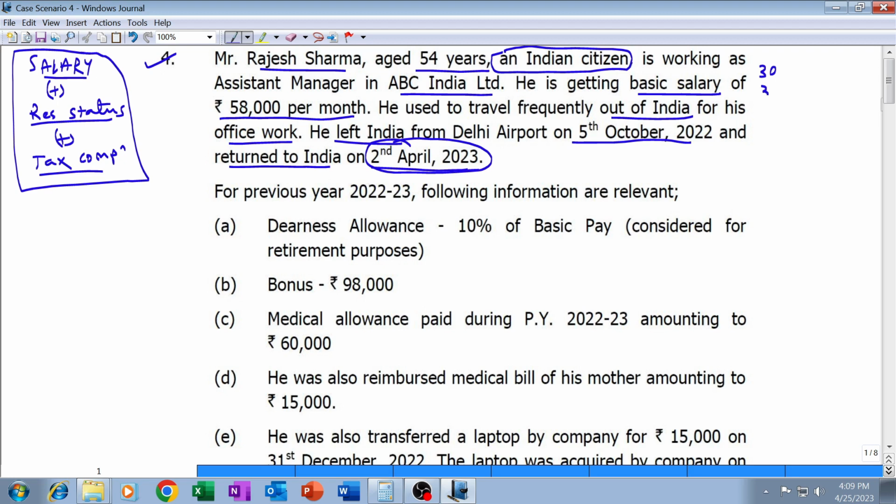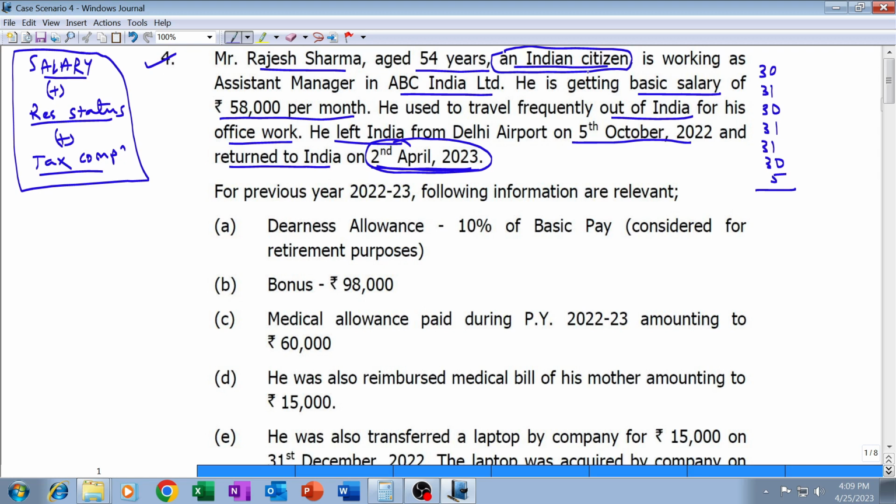So how many days was he in India for? 30 days of April, 31 days of May, 30 days of June, 31 days of July, 31 days of August, 30 days of September and 5 days of October. Then he has not returned back till 31st March 23. He is coming back to India next year, 2nd day. However, he will not be falling under the first exception.